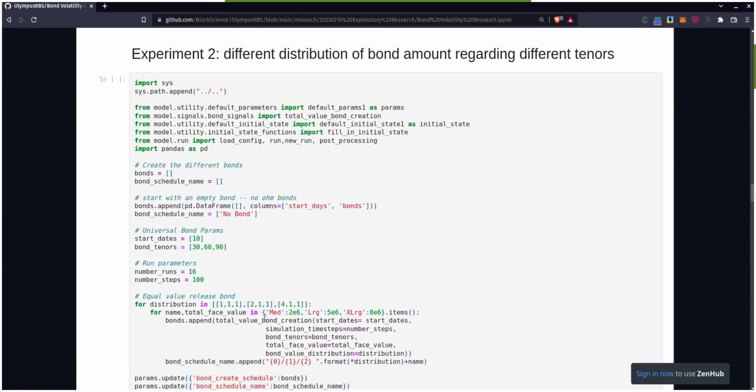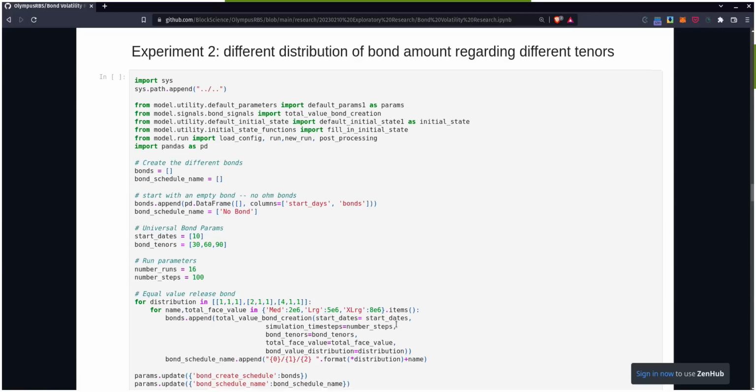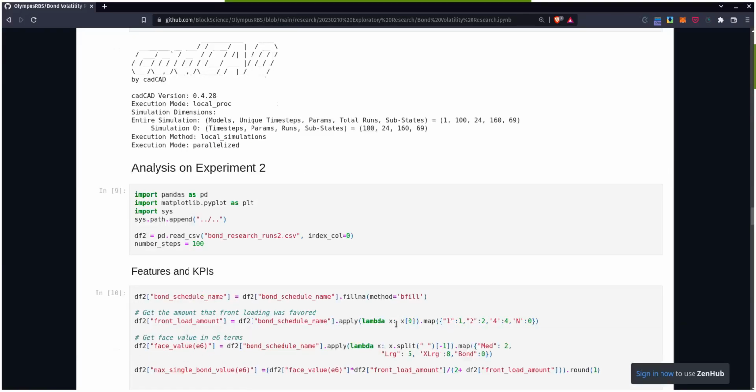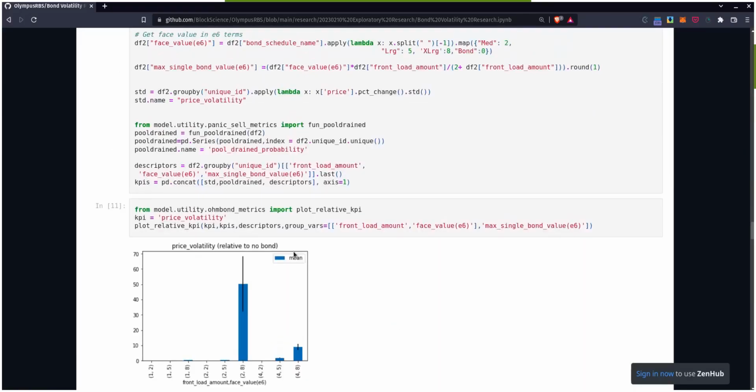And then regarding the total face value, we kept the median of 2 million, large of 5 million, and extra large of 8 million, and see what would happen. Looking at the price volatility relative to no bond, we see a giant price volatility in the parameter setting of the 2 to 1 to 1 front load amount and a total face value of 8 million. And then relatively big is this 4 to 1 to 1 with the 8 million face value.